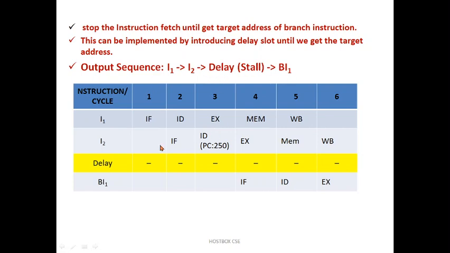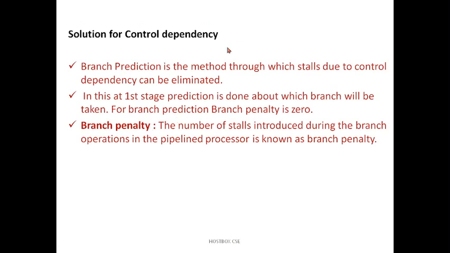Now, how do we find the exact solution? It is one of the complicated areas. If you want a better understanding, we can learn later in advanced computer architecture. So the solution to control dependency is branch prediction. What is branch prediction? It is a method through which stalls due to control dependency can be eliminated. In this approach, the prediction is made in the first stage about which branch will be taken. That is important. And with branch prediction, the branch penalty is 0.